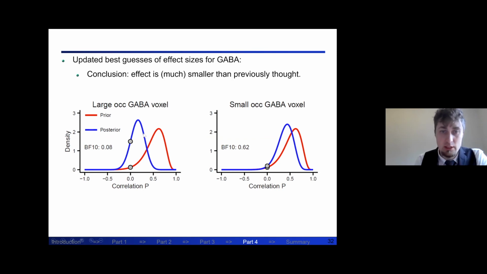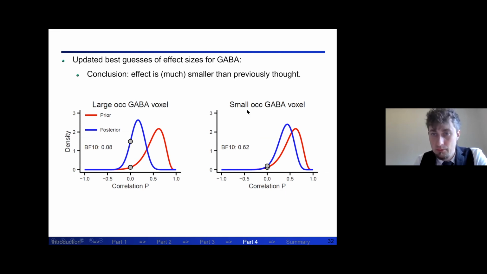the new best guess, is shifted. For our large occipital voxel, we had a lot of participants, and it shifted very close to 0, with the probability of 0 correlation being much more likely after our data was collected than before, which means a very small Bayes factor. If you turn it around for the null, it would be a Bayes factor of around 12, which is quite substantial evidence against the original finding.